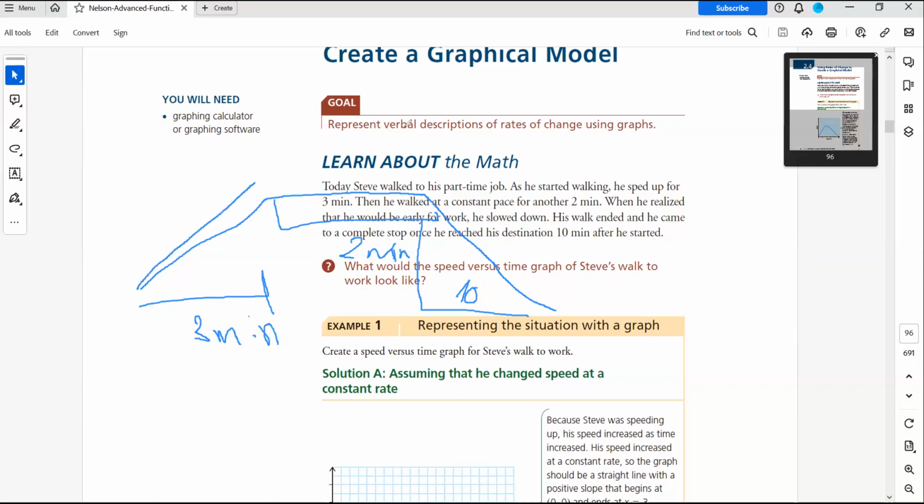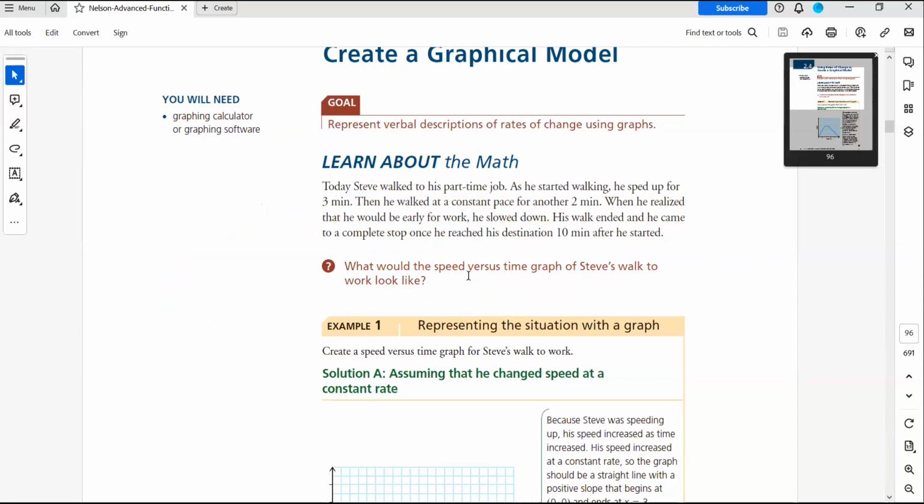First 3 minutes, he was accelerating. So the graph of his speed with respect to time is growing. And for 2 minutes, he was walking at a constant pace. So we have a horizontal line. And the following 10 minutes, he was decreasing his speed. So we have a declining line.